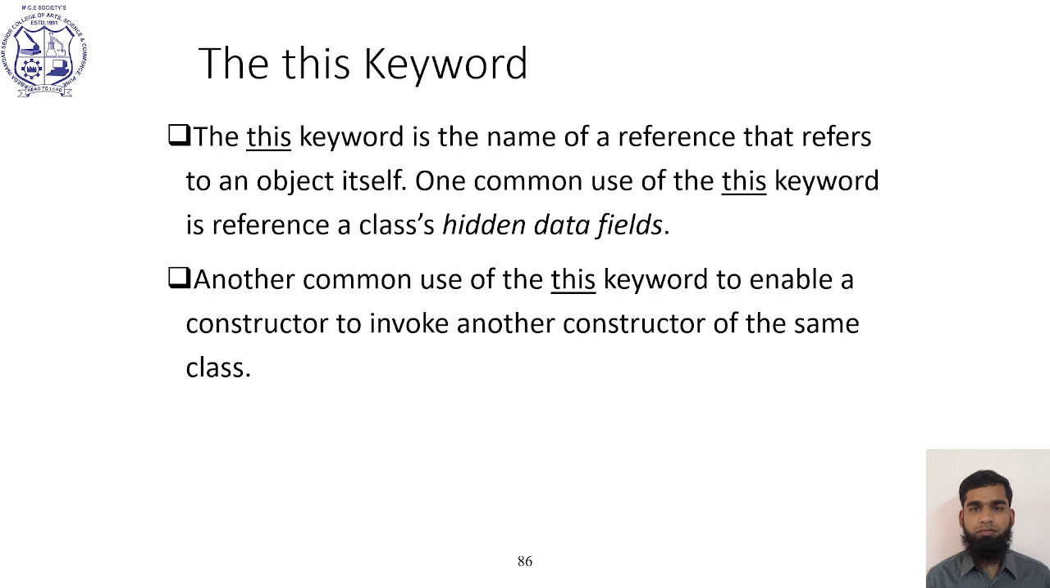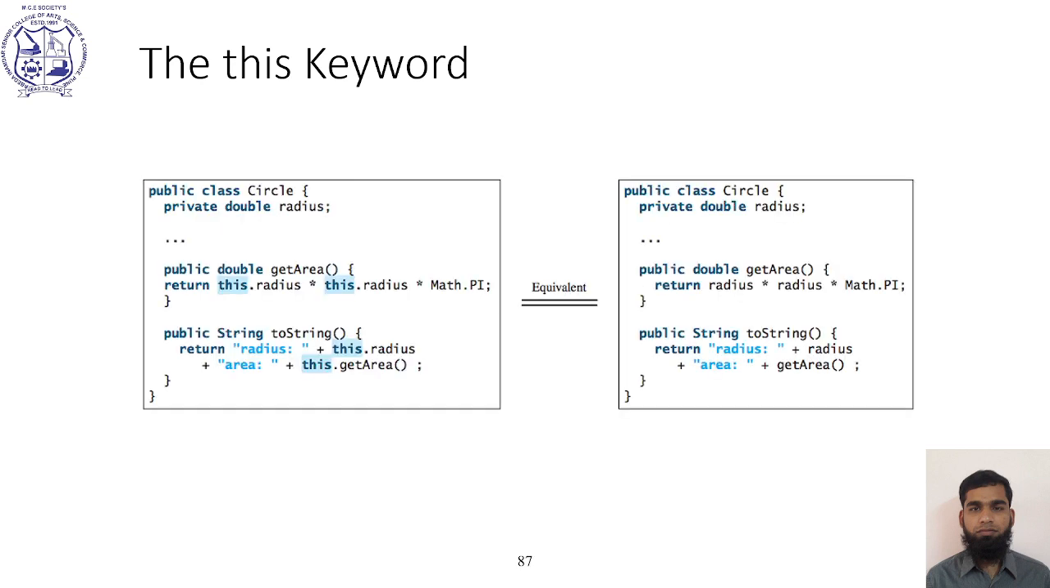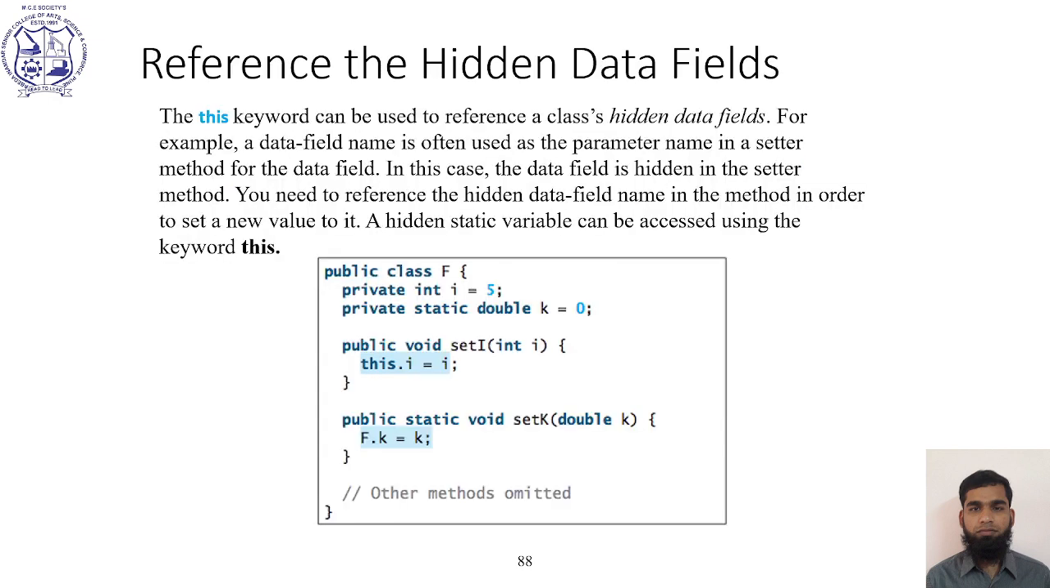After that, we'll discuss the this keyword. The this keyword is the name of the reference that refers to an object itself. One common use of the this keyword is to reference a class's hidden data fields. Another common use of the this keyword is to enable a constructor to invoke another constructor of the same class. Here is an example. We are returning this.radius, which means it is the variable of the same class, but of this object. A reference to hidden data fields.